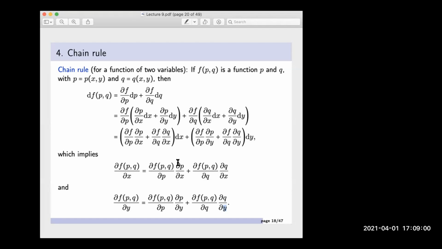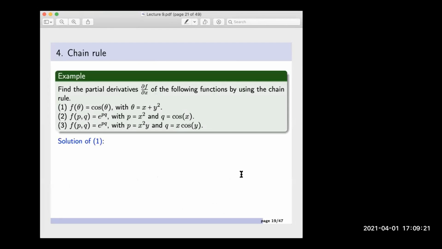If you just look at this part, this is exactly the chain rule for function of single variable. If you look at the second part, this is the same thing, but this is for another variable q. For function of two variables, you need to sum up these two parts. So let's look at this example. Let's find the partial derivative of the function by using the chain rule.